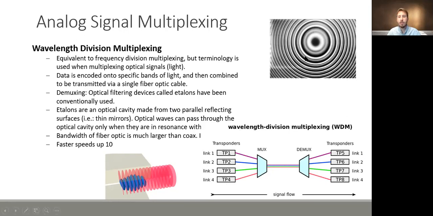This is the picture here. It's an optical cavity formed from two parallel reflecting surfaces, and then the waves basically can pass through only when they're in resonance with it, such as at a certain wavelength. Fiber optic has a much larger bandwidth than coax, and I reckon I didn't finish this PowerPoint. So the speeds can get pretty high with fiber optic.